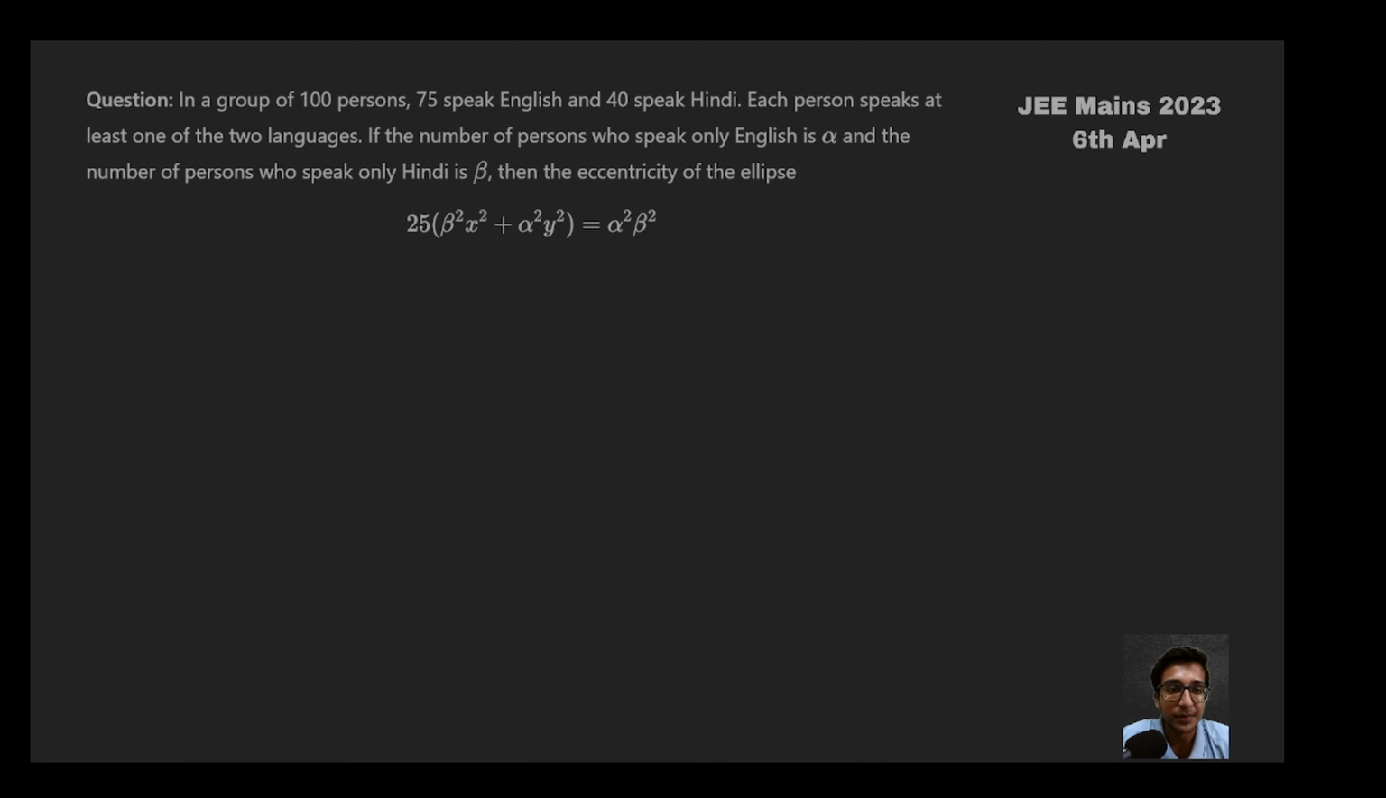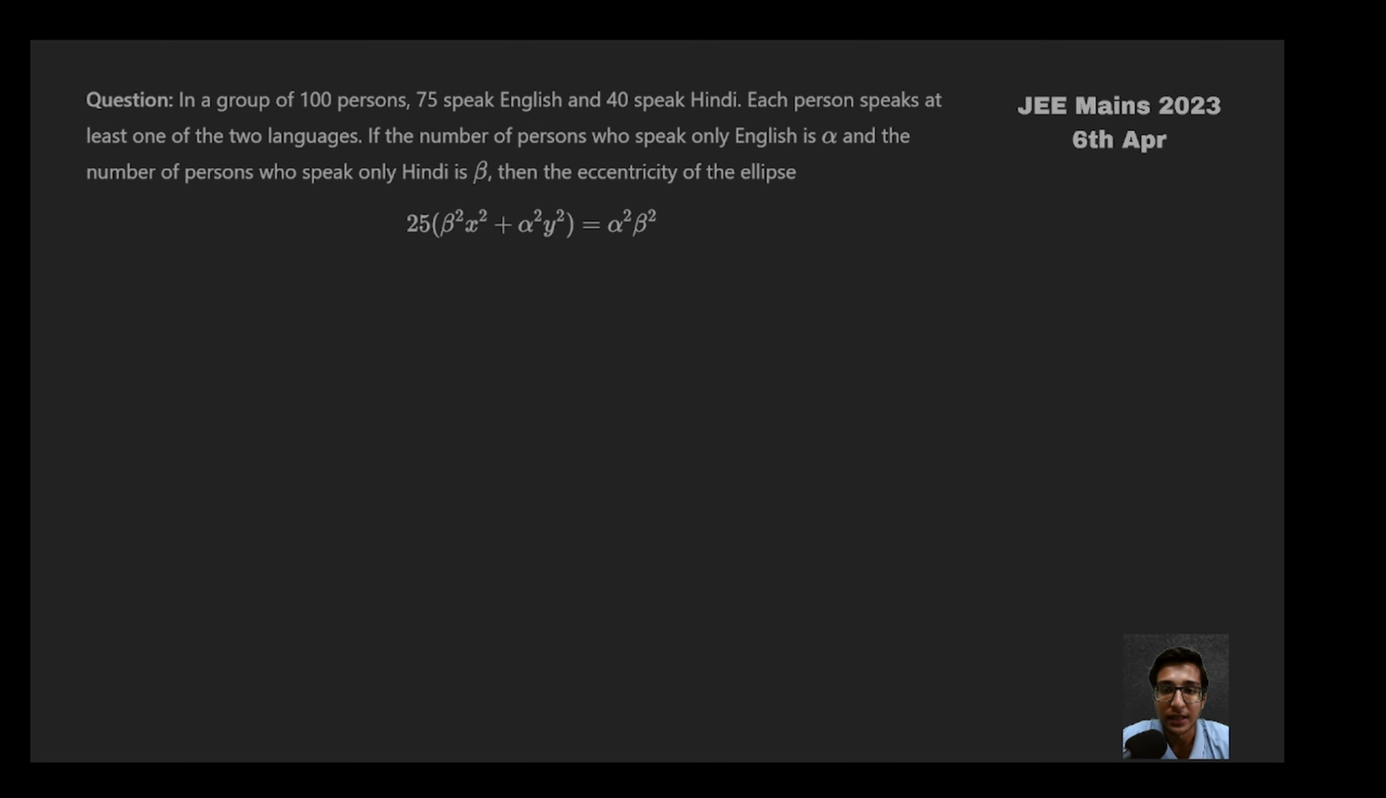In a group of 100 persons, 75 speak English and 40 speak Hindi. Each person speaks at least one of the two languages. If the number of persons who speak only English is alpha and the number of persons who speak only Hindi is beta, then the eccentricity of the ellipse... So basically first we need to find out alpha and beta using sets and Venn diagram, and then from that we can find out the eccentricity of our ellipse.